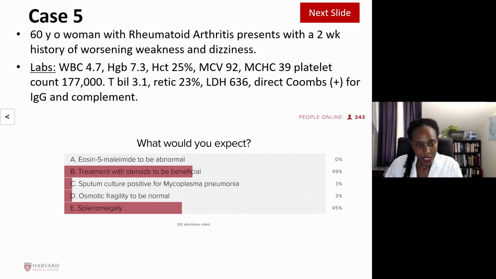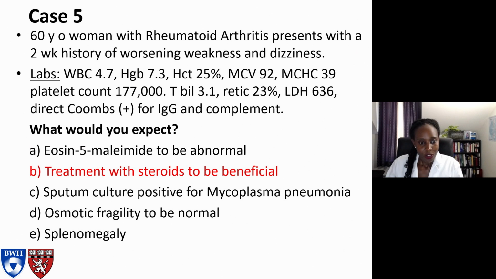Okay, great. So we have more people answering this one. And the answer is B, and I think a close would have been E. So this patient has an autoimmune hemolytic anemia, and the treatment with steroids would be beneficial. Splenomegaly is also seen in patients who have spherocytes, but that's hereditary spherocytosis.